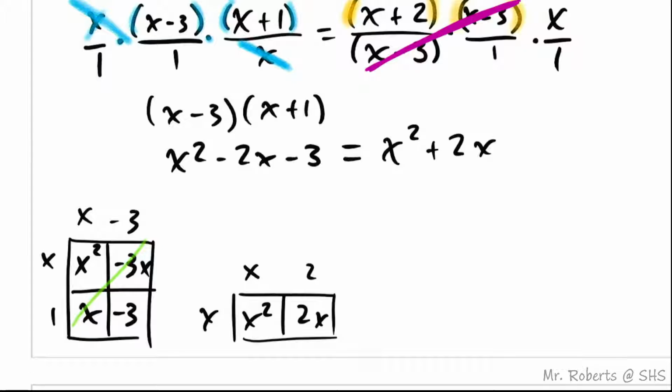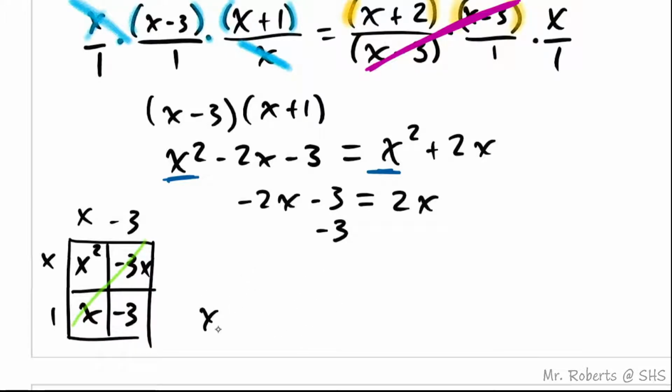So this equals x squared plus 2x. I can see that both sides have a term that's x squared, so I'm just going to subtract x squared from each side. That leaves me with negative 2x minus 3 equals 2x. Hey, let's add 2x to both sides. If I add 2x to the left-hand side, it's going to become just negative 3. And if I add 2x to the right-hand side, it's going to become 4x. And now when I divide both sides by 4, I can see that x is negative 3/4.